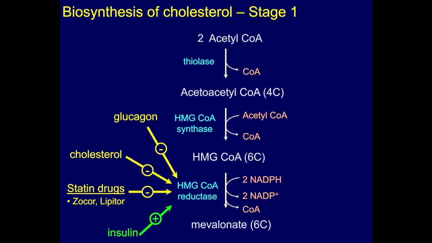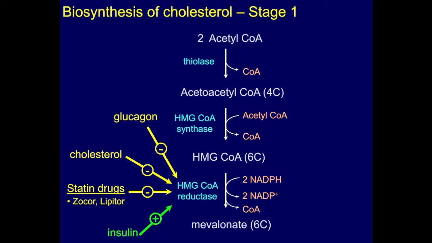First, glucagon promotes the phosphorylation of HMG CoA reductase, and as such it will inactivate it, make it less active in the biosynthesis of cholesterol. On the other hand, insulin activates a phosphoprotein phosphatase that dephosphorylates HMG CoA reductase and converts it to the active form.